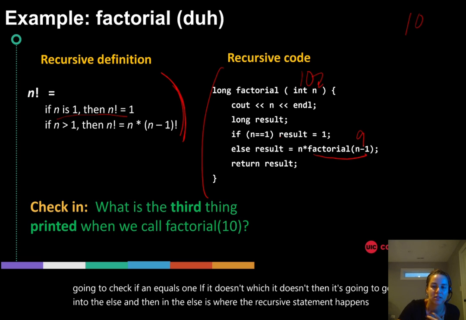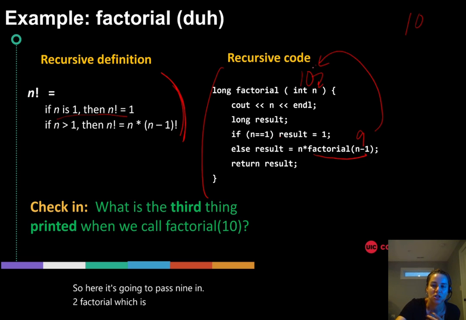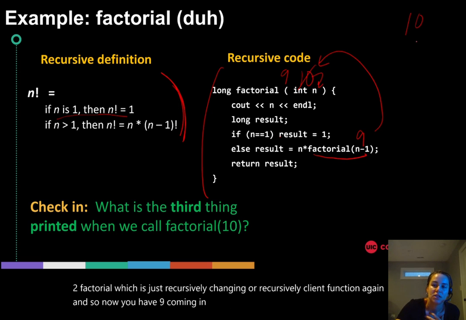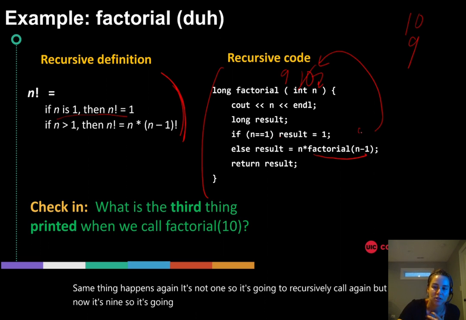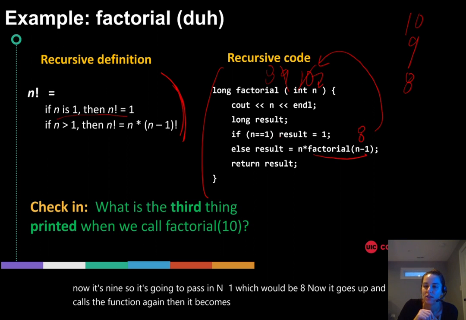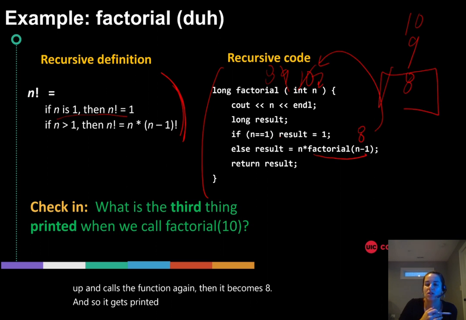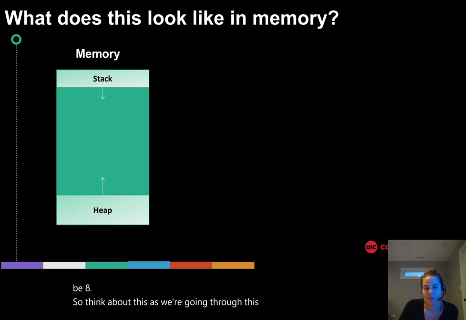Here it's going to pass 9 in to factorial, which is just recursively calling the function again, and so now you have 9 coming in. When 9 comes in, it's going to print. Same thing happens again. It's not 1, so it's going to recursively call again, but now it's 9, so it's going to pass in n minus 1, which would be 8 now. It goes up and calls the function again, then it becomes 8, and so 8 gets printed. So the third thing printed in this recursive call is going to be 8. Think about this as we're going through this code and thinking about how the memory is mapped.